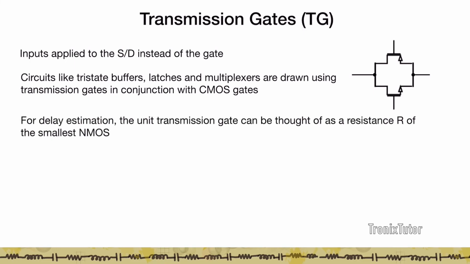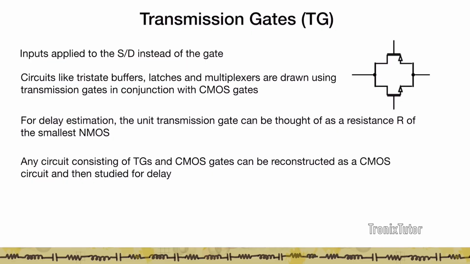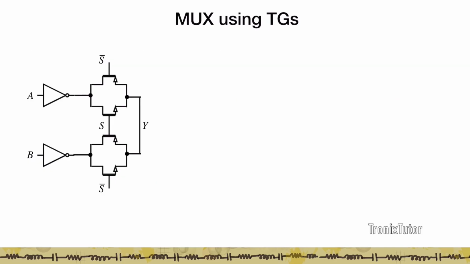can be drawn using transmission gates. For delay estimation, we assume that the unit transmission gate has a resistance R, which is that of the smallest NMOS transistor. Now normally it's very hard to find circuits purely done using transmission gates only, and many TG circuits actually have CMOS connected in addition to transmission gates. So when we want to do timing analysis of such circuits, we normally reconstruct them as CMOS circuits and then estimate delays. So an example of that would be, say we want to design a MUX using transmission gates. So a MUX using transmission gates would look something like this.